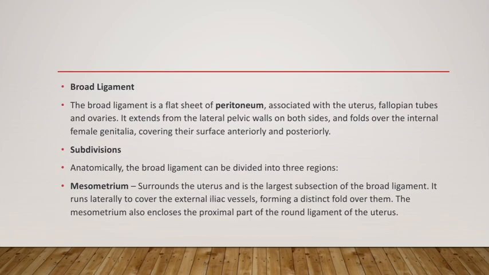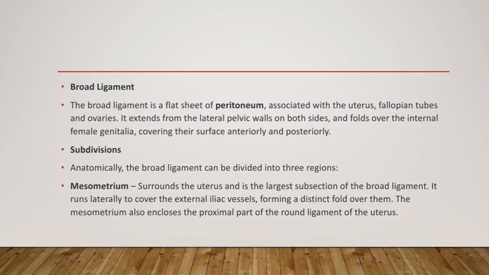Broad ligament. The broad ligament is a flat sheet of peritoneum associated with the uterus, fallopian tubes and the ovaries. It extends from the lateral pelvic walls on both sides and folds over the internal female genitalia, covering their surface anteriorly and posteriorly.